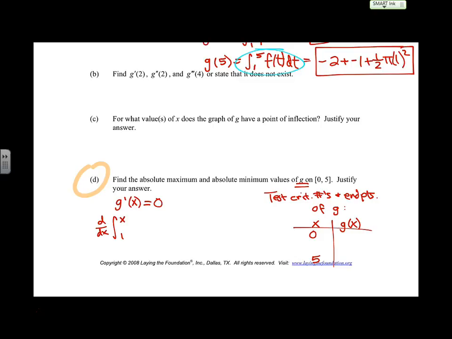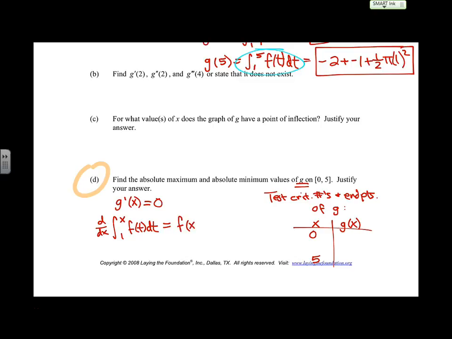Is it 1 to x, kiddos? Is that here? How do I take the derivative of an integral? It becomes the function. Second FTC. Yeah, I plug in the x.